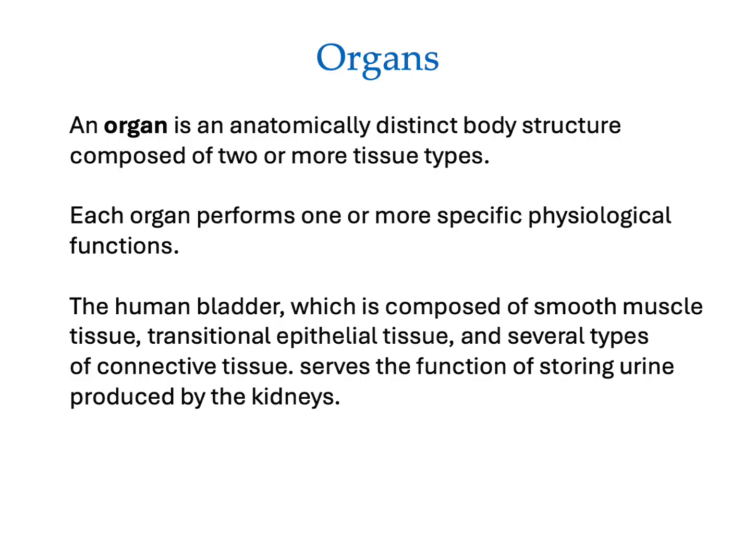Organs. An organ is an anatomically distinct body structure composed of 2 or more tissue types. Each organ performs one or more specific physiological functions. The human bladder, for example, which is composed of smooth muscle tissue, transitional epithelial tissue, and several types of connective tissue, serves the function of storing urine produced by the kidneys.